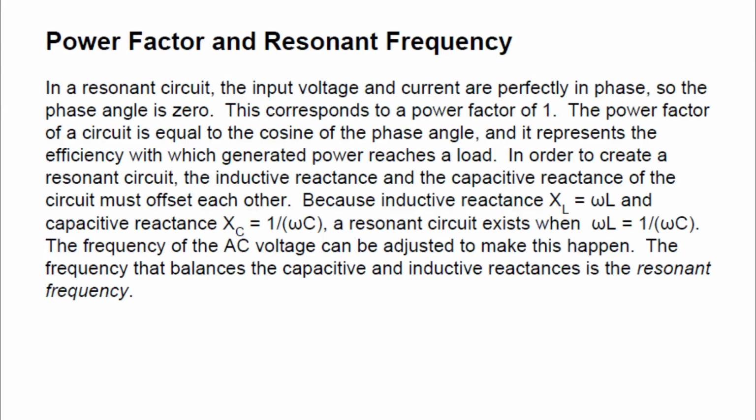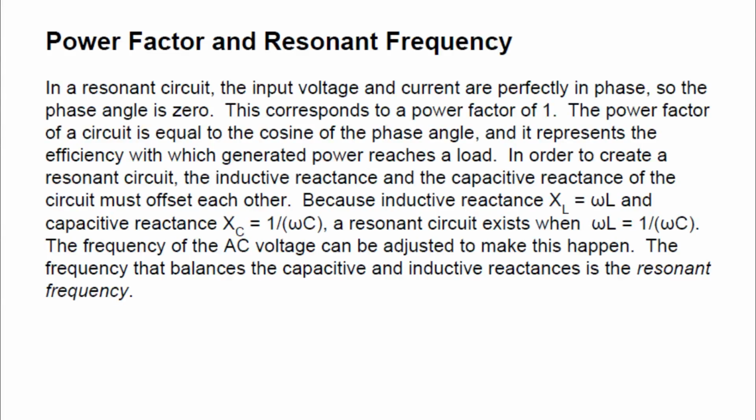In order to create a resonant circuit, the inductive reactance, we'll talk about these more in a second, and the capacitive reactance of the circuit must offset each other. Because inductive reactance X sub L equals omega L, and capacitive reactance X sub C equals 1 over omega C, a resonant circuit exists when omega L equals 1 over omega C. All we're saying is that XL has to equal XC in a resonant circuit.